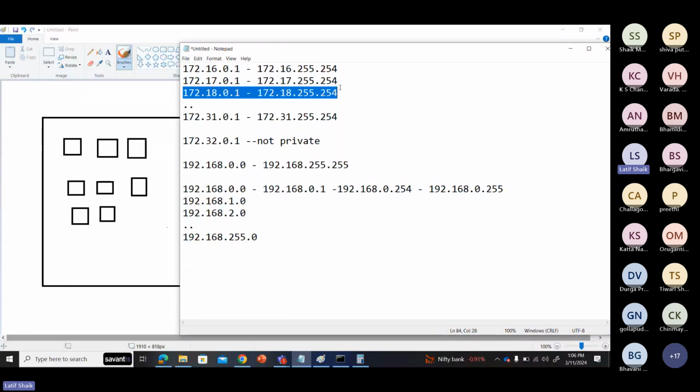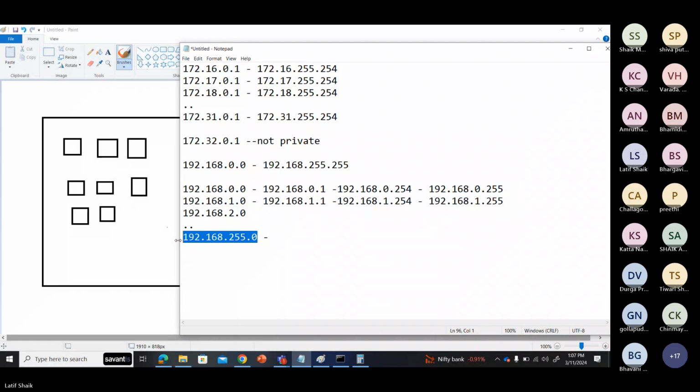So how do I write it? It is the same way. You take this starting IP, this is the network ID. What is the ending IP? The last one, the broadcast, goes up to here. Same thing: starting, last IP, broadcast ID.